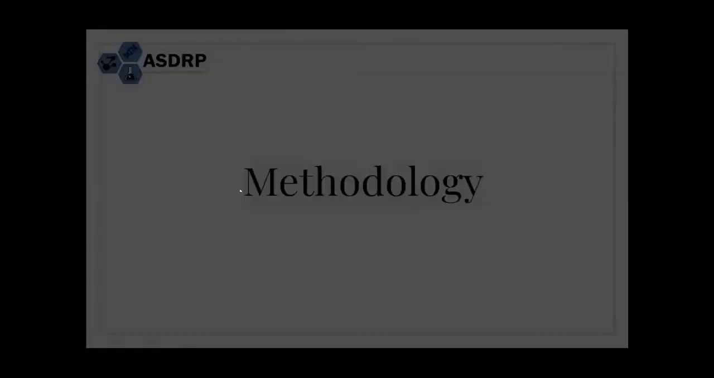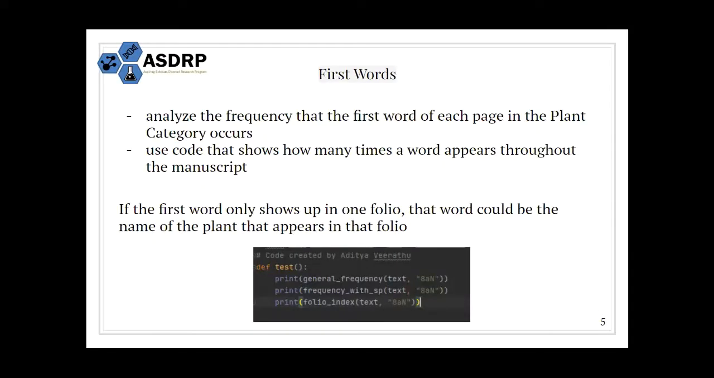Now we're talking about methodology. So we use frequency analysis to look for proper nouns. First, we look at the first word on each page in the plant category of the Voynich manuscript. We inserted each first word into a code that gave back how many times the word appeared throughout the manuscript. If the word only showed up one time throughout the manuscript and it was in the plant category, we can conclude that the word is the name of the plant.